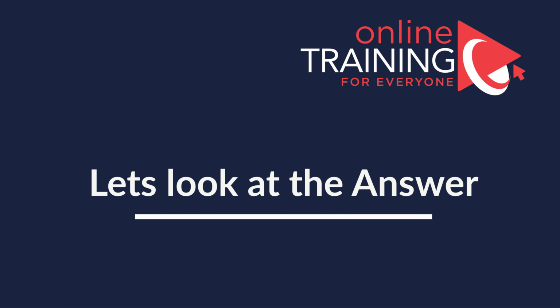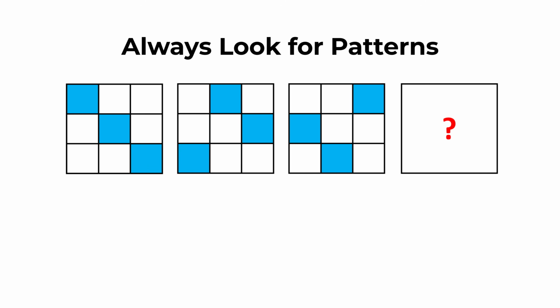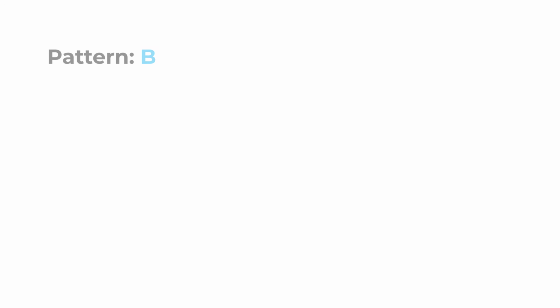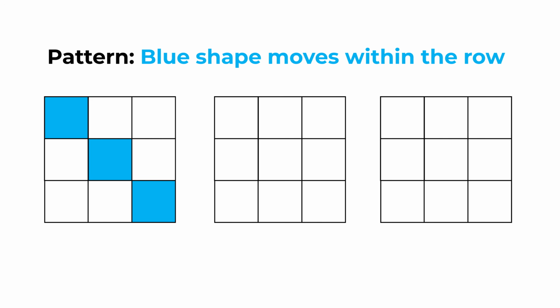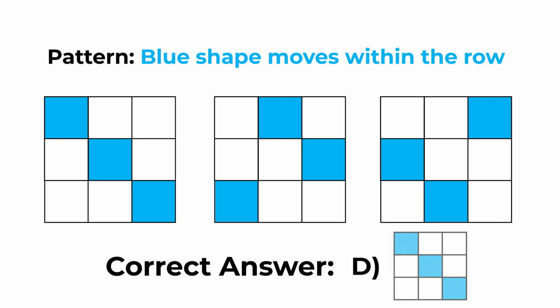As always, my advice to you: look for patterns. Determining the pattern is key to solving this particular problem. What you need to know is that the blue shape moves within the row of the larger shape. In each row, the blue shape moves from left to right, one step at a time. And once the blue shape reaches the end of the row on the right, it reappears on the left. So the correct answer here is choice D.